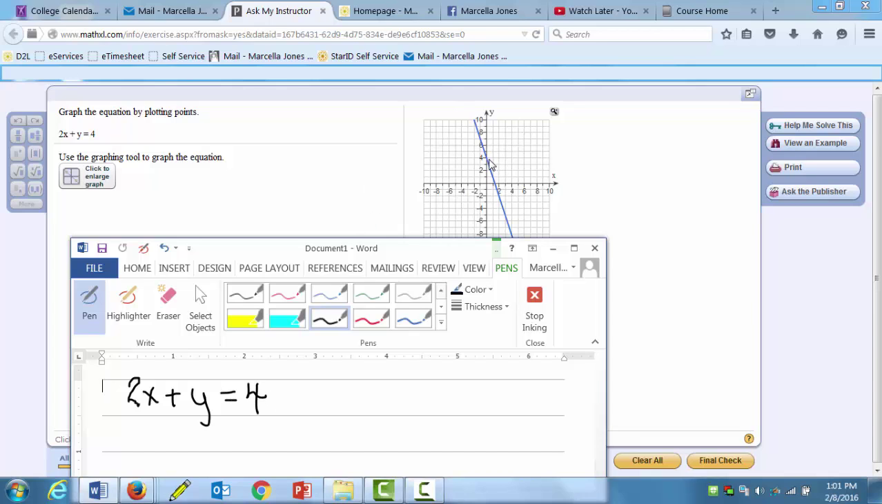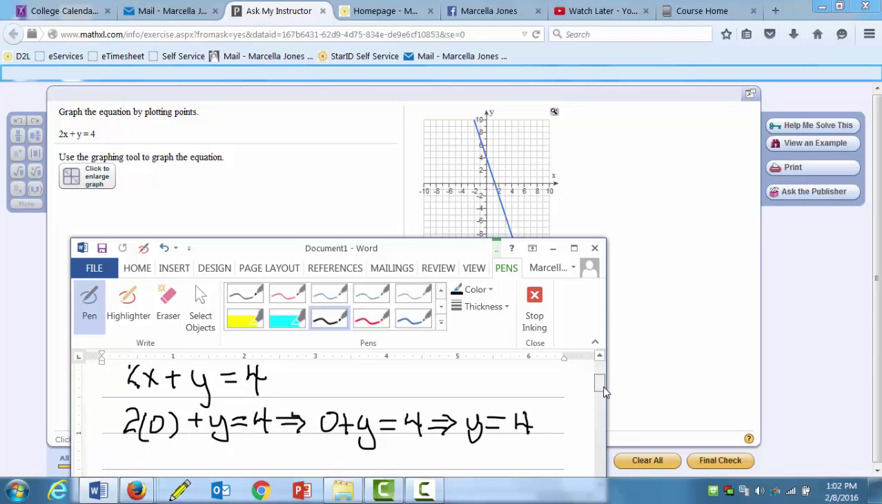Now, it looks like you've got the y-intercept correct. When x is 0, we see that y is 4. Here's the work that leads us to that.